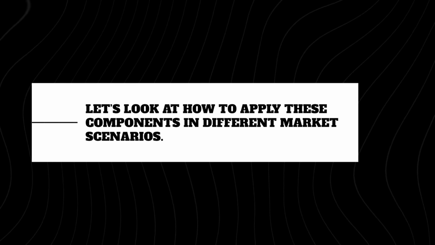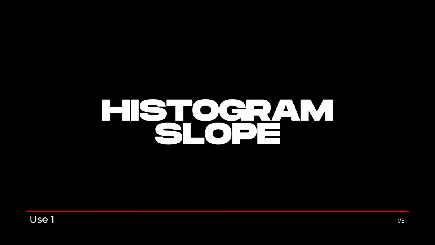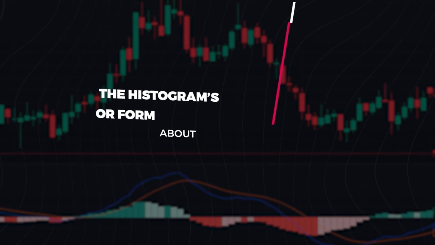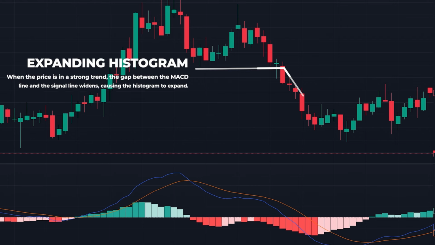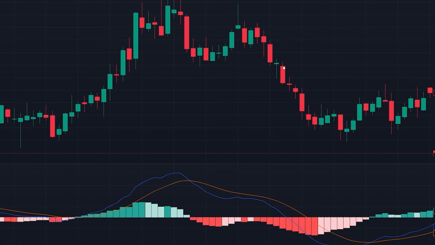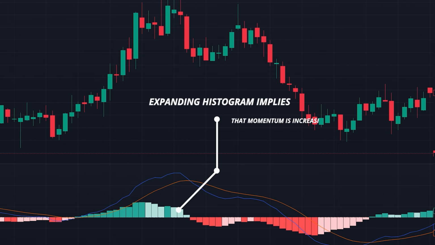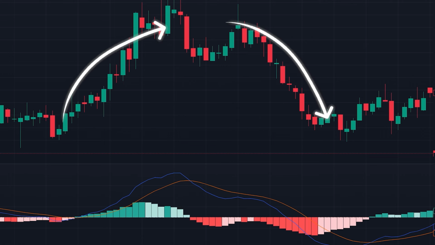Now, let's look at how to apply these components in different market scenarios. Use 1: histogram slope. The histogram slope or form reveals more about the trend. When the price is in a strong trend, the gap between the MACD line and the signal line widens, causing the histogram to expand. An expanding histogram implies that momentum is increasing. As a result, if the histogram is expanding, we should consider making trades in the direction of the trend.